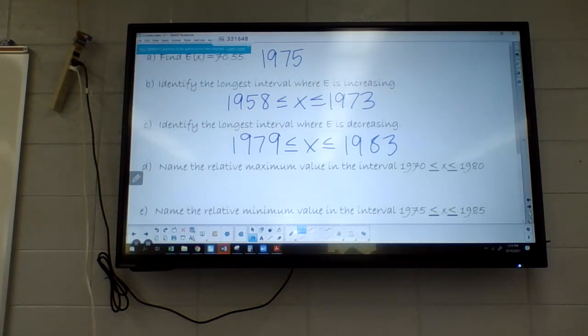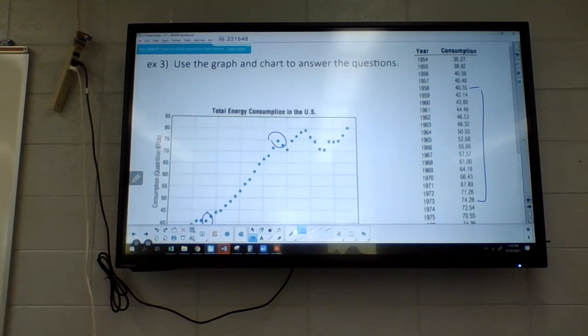They want the relative maximum value in the interval 1970 to 1980. So this maybe goes back to, sometimes you hear about people talking about certain things working well during certain presidencies or during certain times in our world. Like what was our relative maximum between 1970 and 1980?